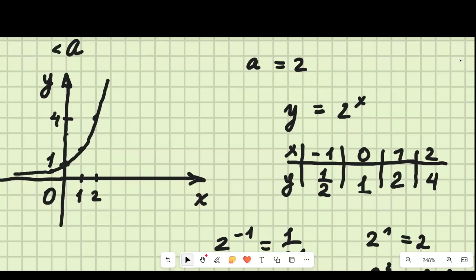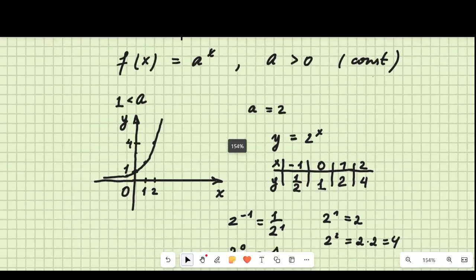So actually, 2 is not less than 1, right? 2 is actually greater than 1. So right now we are working with the case where A is greater than 1, but that's our typical case. So usually the curve is going to look this way.